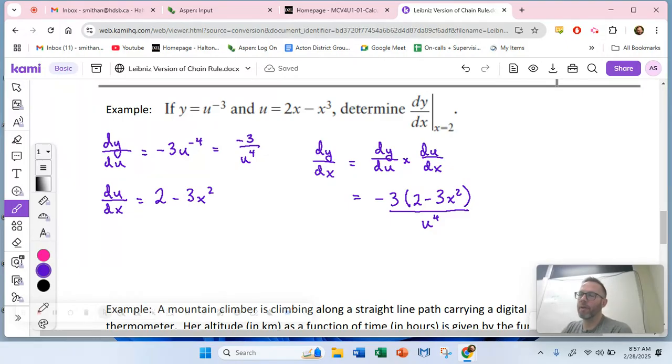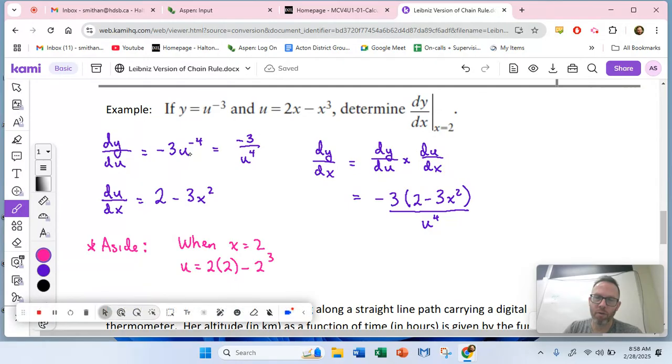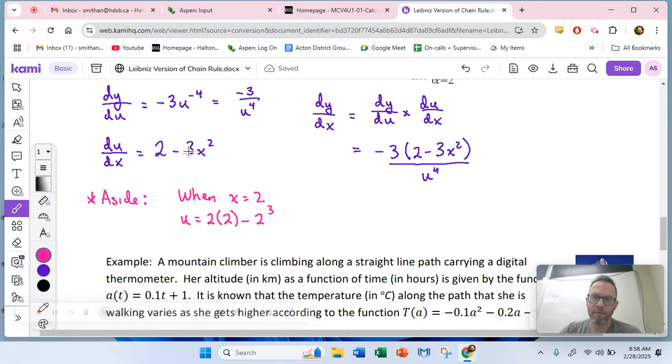Now we have to find the derivative dy by dx when x is equal to 2. So we can plug in x equals 2 there, but like, what do we plug in for u? So as a little aside, I'm going to do this down here. We just gotta ask ourselves when x is equal to 2, what does u equal? But that's not hard to calculate. U is equal to 2x minus x cubed. So 2 times 2 minus 2 cubed, whatever that is. I think it's negative 4.